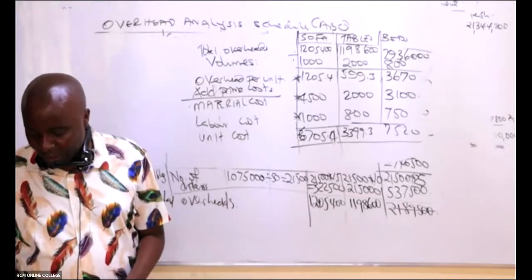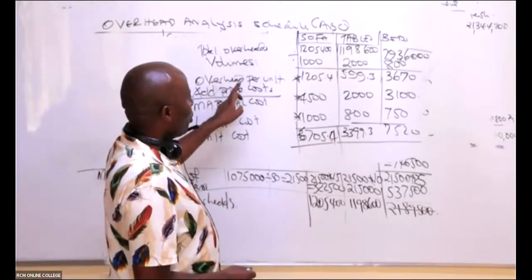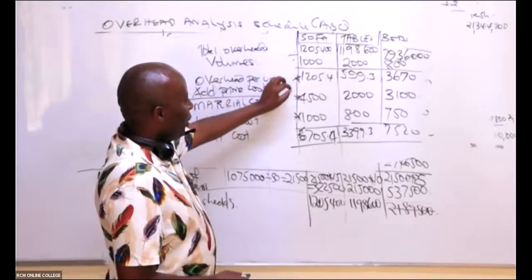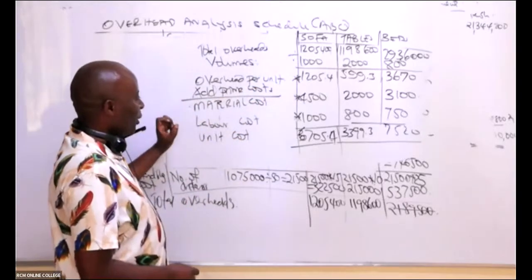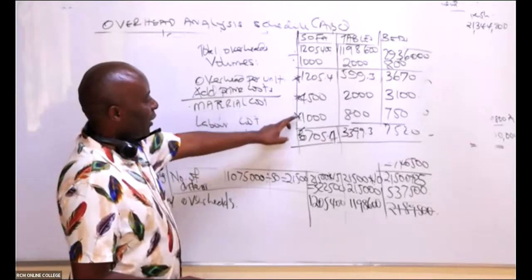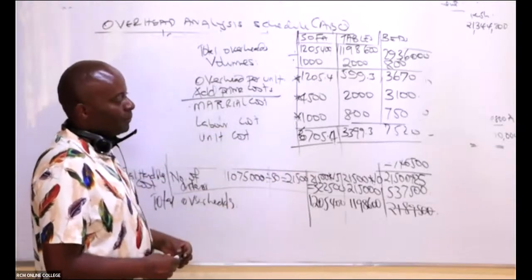Yeah, how you get unit cost. You take the overhead cost per unit, what you have here, and you add the prime costs. Primary costs are two, material and labor. So you add this and this. This plus this plus this. Get that.